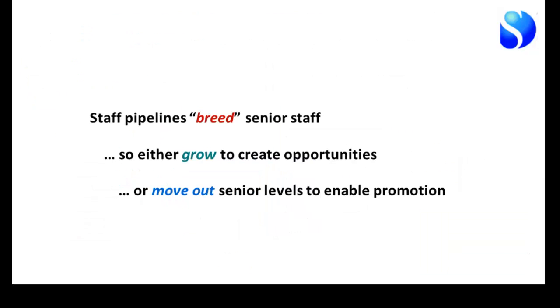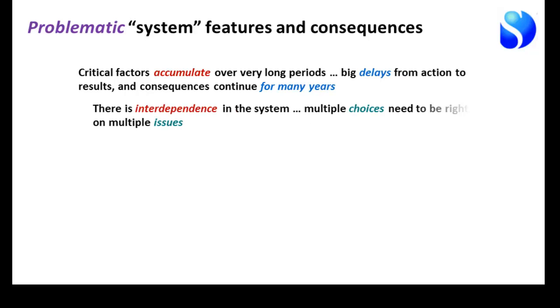Okay, so staff pipelines breed senior staff. That's what they do. So the message from this exercise is you have to grow to create opportunities for senior people, or else move out senior people in order to make space for people coming up from below, which is why consulting firms operate this kind of up or out policy that's so derided. But if you don't do it, you're left with a moribund structure.